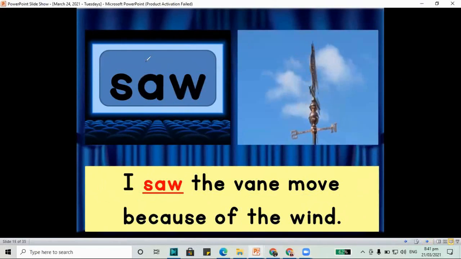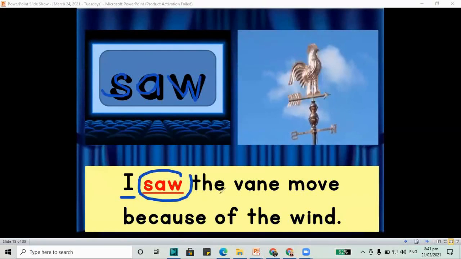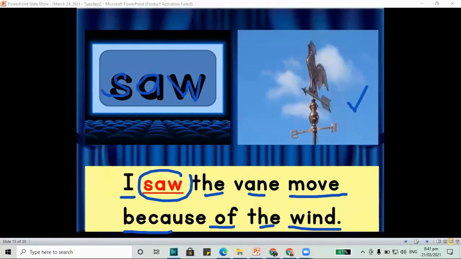Next one is the word saw. S-A-W makes the word saw. I saw the vane move because of the wind. The word is saw. S-A-W, saw. And this one is the vane. You check the vane where the wind is coming from.